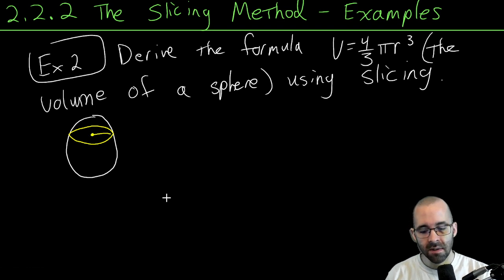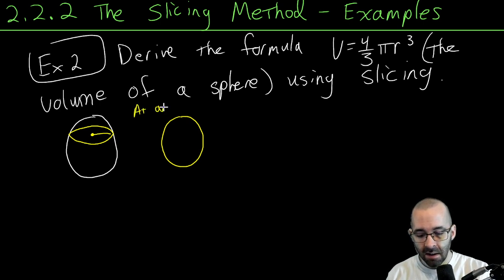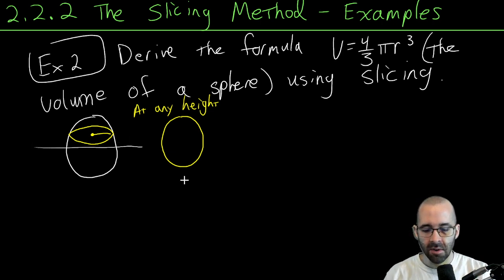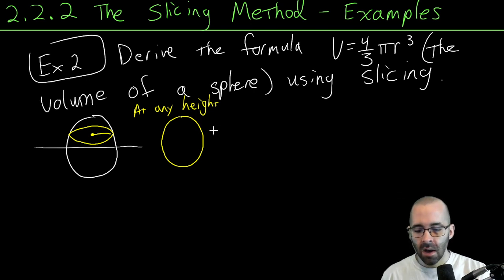If we cut this horizontally anywhere, well, we get a circle, a circle with some radius. Now the question is, at any height, and maybe let's say the center of this sphere is 0, 0. So height here can be negative or positive. Or we could look at a hemisphere and just double it. At any height, what is the radius of this circle?